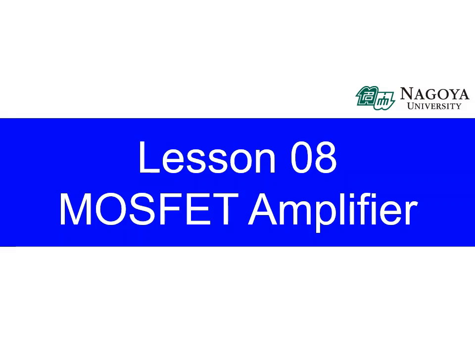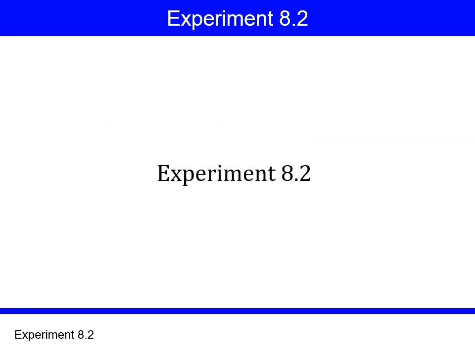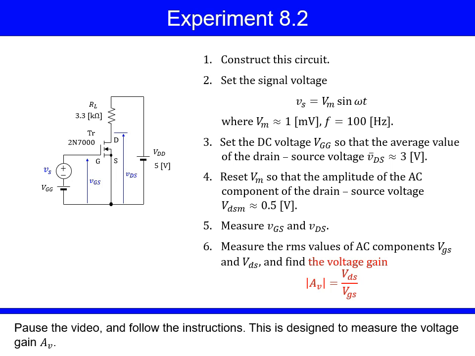Lesson 8, MOSFET Amplifier. Section 8.2. Amplification of voltage. Experiment 8.2. Pause the video, and follow the instructions. This is designed to measure the voltage gain AV.